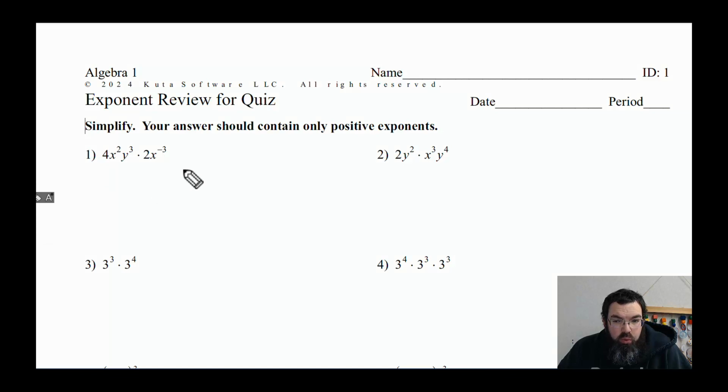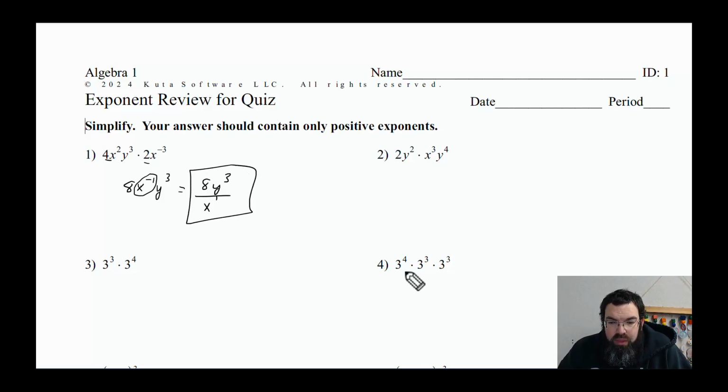Let's start with number one. We'll just go easy here. So I can multiply the 4 and the 2, right? That gives me 8. The x's, I have 2 here, -3, so I can add those, right? Which means I'm really subtracting because one's negative, so I get -1. The y to the third is going to stay there because there's no other y's. This -1 has to go to the denominator, so I get 8y to the 3 over x to the 1. You don't need to write the 1, but you can if you want to.